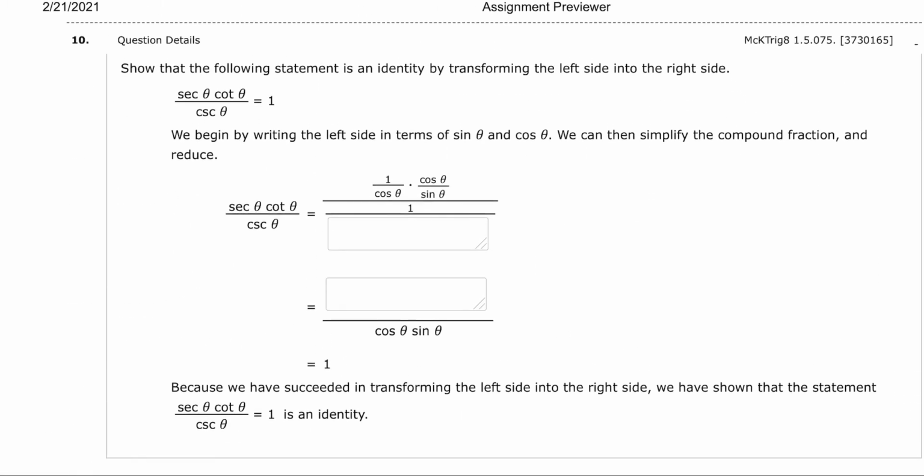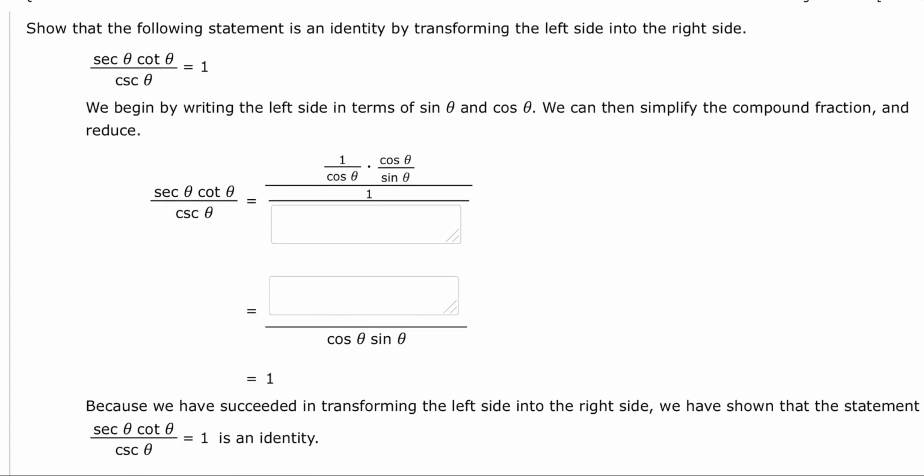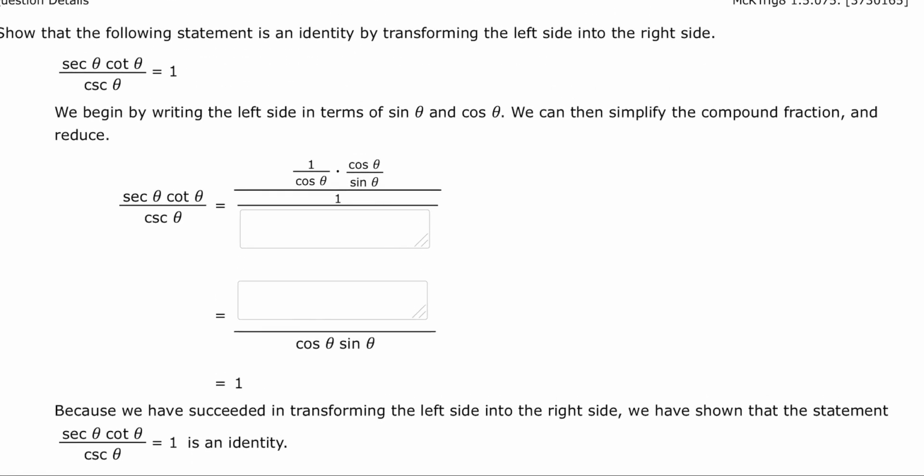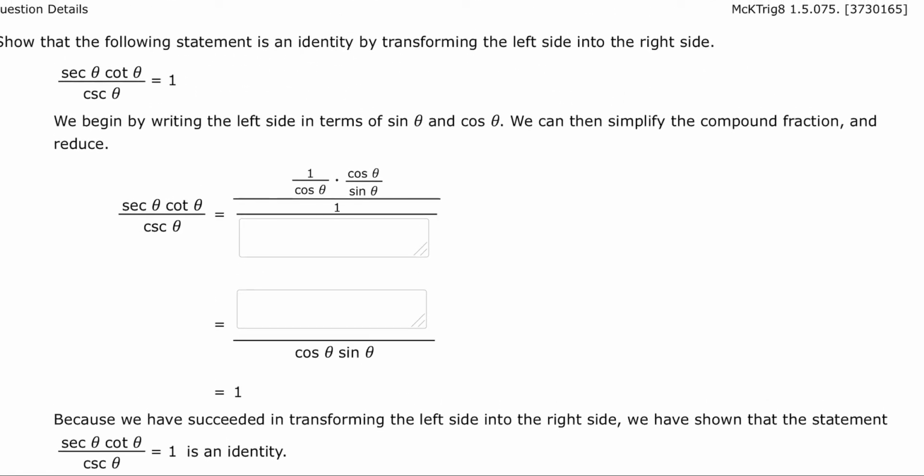All right, so let's look at this one. It says, show that the following statement is an identity by transforming the left side into the right. So we're going to focus on the left side here, and they pretty much guide you. They do a lot of the steps for us, so we just have to figure out what to put in the blanks. It looks like secant has been converted already. Cotangent has also been converted. Cosecant has not. We know cosecant is 1 over sine, so that's exactly what we need to put in this box.